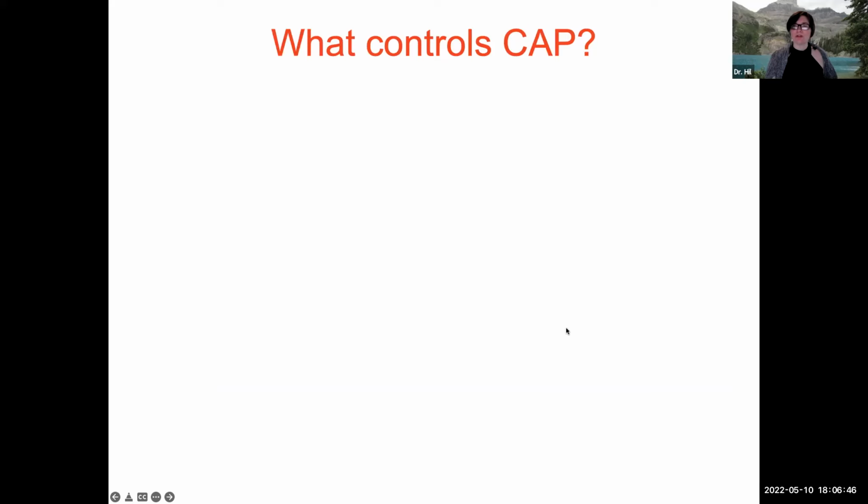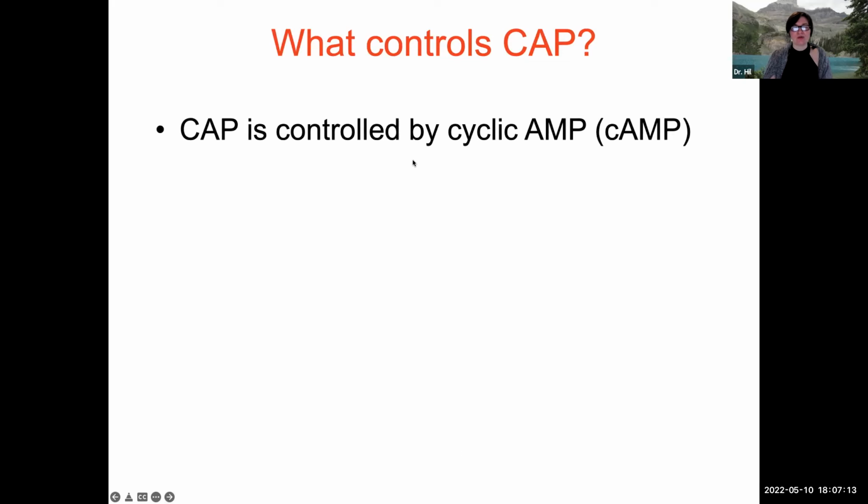Okay, so what controls CAP? Before the break, we talked about this. What controls CAP directly? It is sensitive to or activated by what small molecule? Glucose indirectly, yes, but most directly, yes, Sarah. Cyclic AMP. CAP is controlled by cyclic AMP. Cyclic AMP binds and activates CAP.